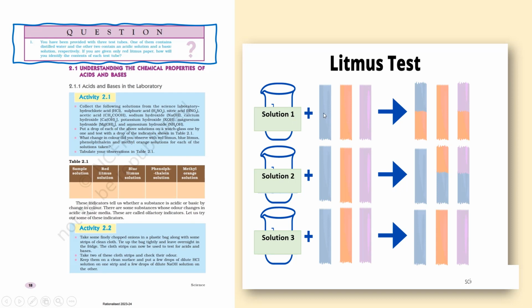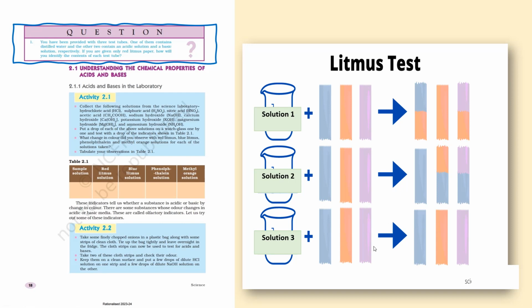So in solution 1, when you dip the blue litmus, you can see there is an evident color change. The blue litmus has turned red, while the red litmus paper does not change its color. For solution 2, you can see the blue litmus did not change its color, while the red litmus has turned blue. In the case of solution 3, the blue litmus remains blue, and the red litmus remains red.